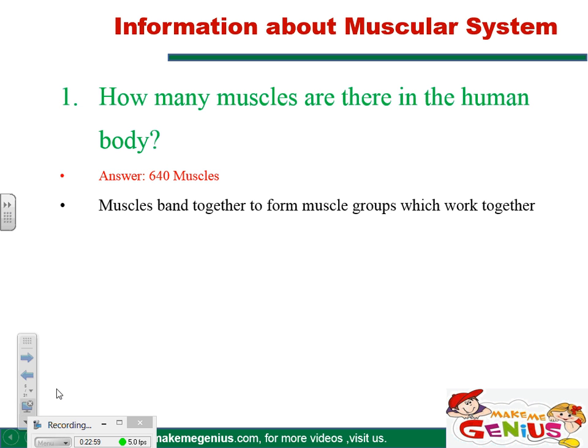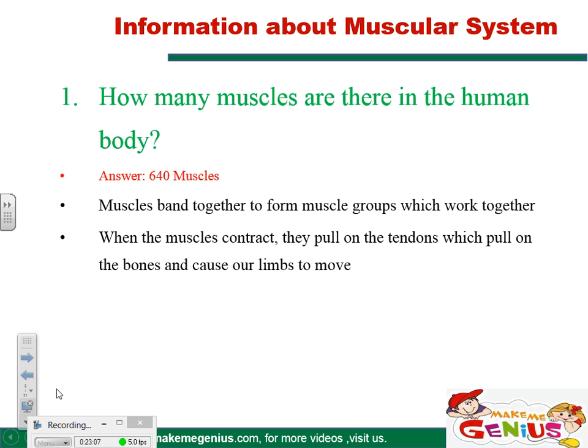Now your muscles band together to form muscle groups, which all work together. Remember, groups work together. So your muscles are going to come together to form different groups. When the muscles contract, they pull on the tendons, which pull on the bone and cause your limbs to move. This is using a muscle. Just me doing this. Raising your hand is using a muscle.